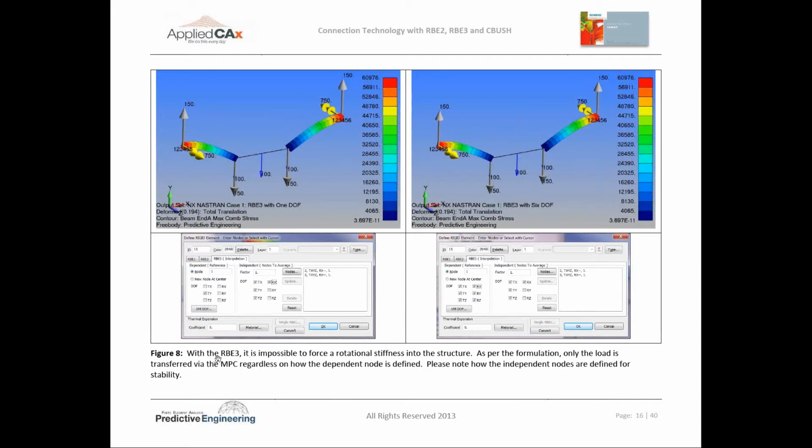Here I talk about with RBE3, it's impossible to force a rotational stiffness into the structure as per the formulation. Only the load is transferred. And so what I'm referring to is that on an RBE2, you lock it in. You get rotational stiffness. On RBE3, you can't because of the way it's set up here in this model.